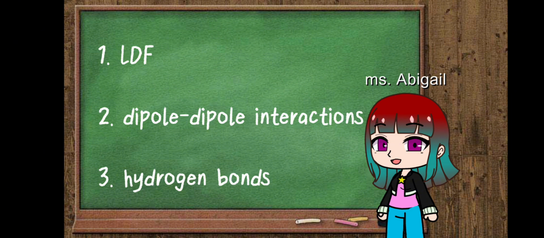3. Hydrogen bonding. This is just a very strong version of dipole-dipole. It only happens when hydrogen is bonded to nitrogen, oxygen, or fluorine, N, O, or F. It's why water has such a high boiling point.